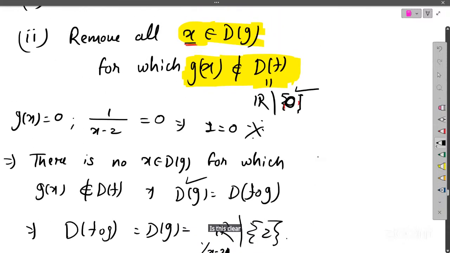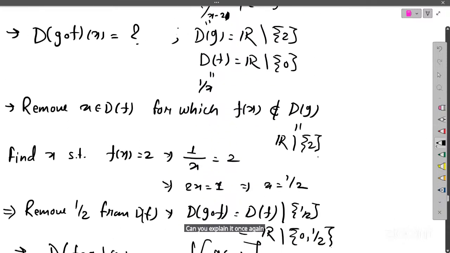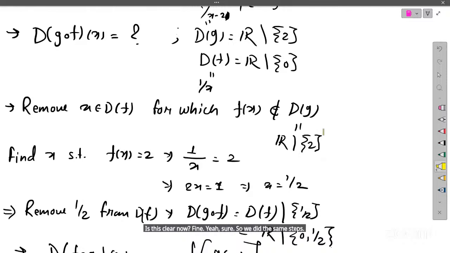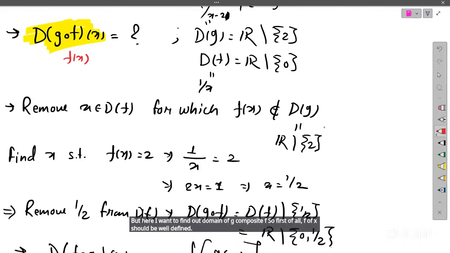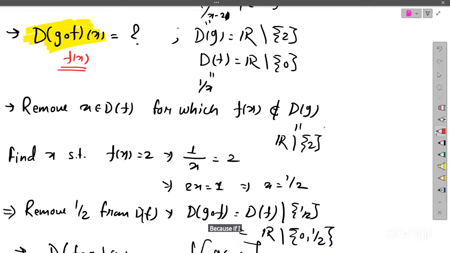Can you explain it once again, the second one? Yeah, sure. So we did the same steps. We find out the domain of g and the domain of f. But here I want to find the domain of g composite f. So first of all, f of x should be well defined, right? So I have to consider only those points which belong to the domain of f, because if I take any other point, then f of x is not well defined. So first we have to restrict ourselves to the domain of f only, right?